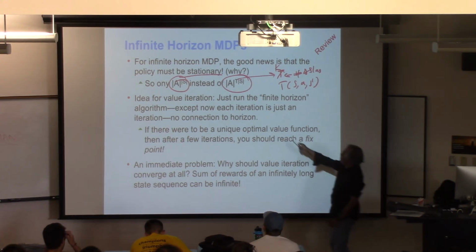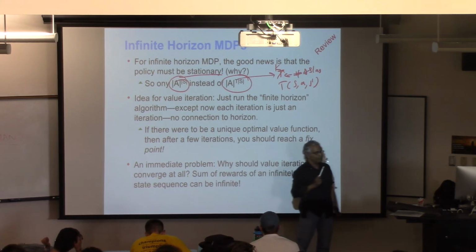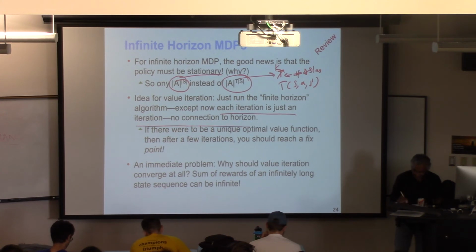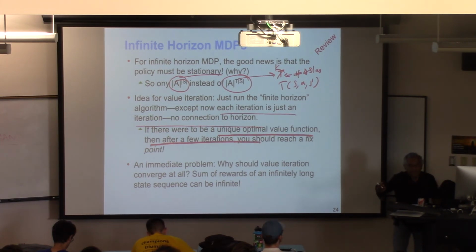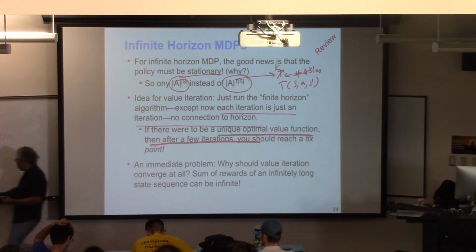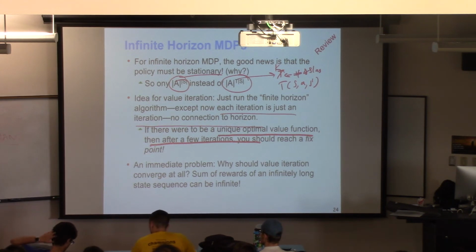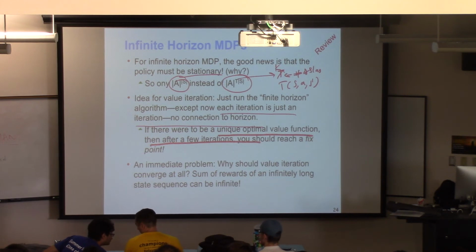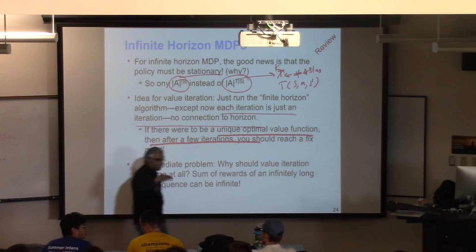So the idea of value iteration is to just run the finite horizon algorithm. Just run it. Except now each iteration is just an iteration, with no connection to horizon. If there were to be a unique optimal value function, this requires an actual theorem. We will get to that next class. In fact, that's the real reason why, not even Bellman, there's a guy called Ron Howard who proved that there will be a fixed point.